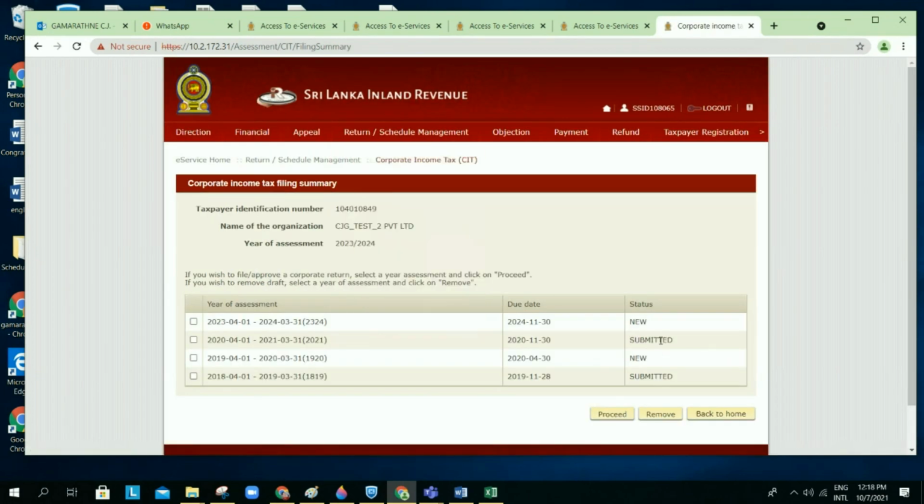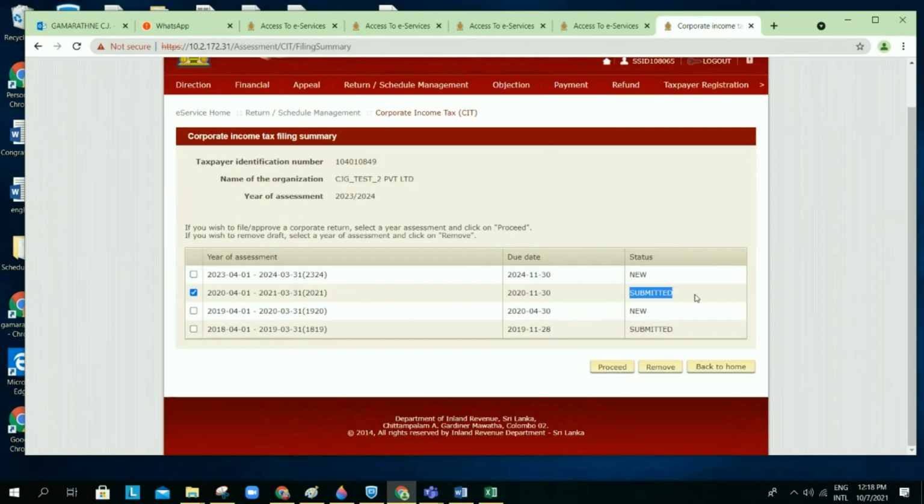and you can see now, that is related to the second one, the 2021 year. Now the status has changed to submitted. Your return is completely submitted. Likewise, we can see that. Okay, then we have completed the entire process.